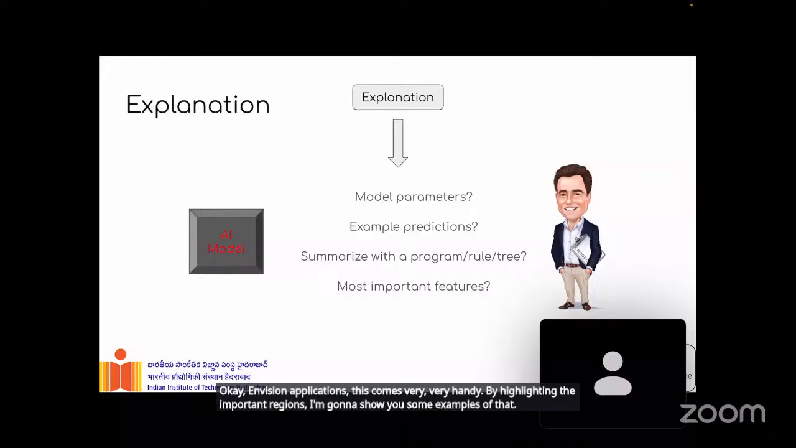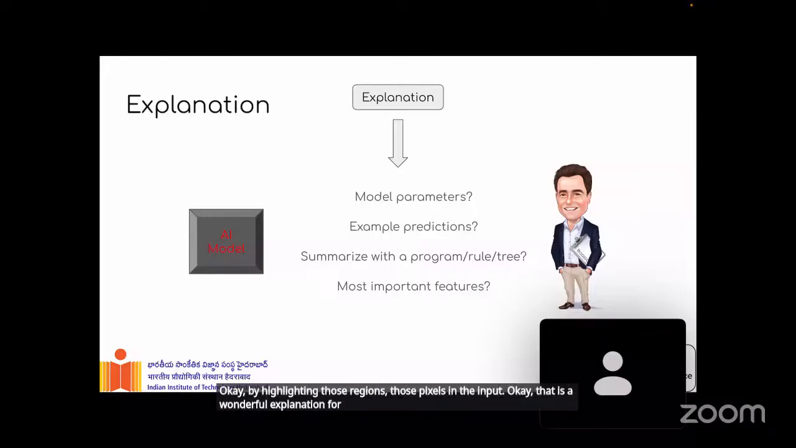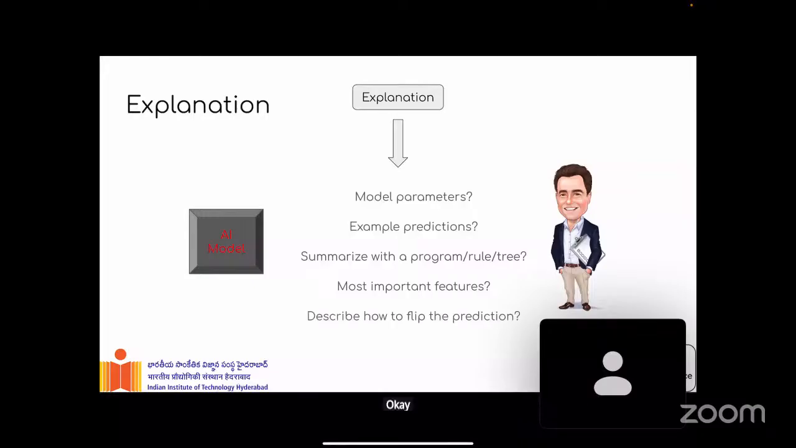Okay, you will appreciate that because you saw these wings, you are saying the object is a bird. Because you saw the presence of fur, you believe this is a cat. By highlighting those regions, those pixels in the input, that is a wonderful explanation for computer vision applications, and so many such things.